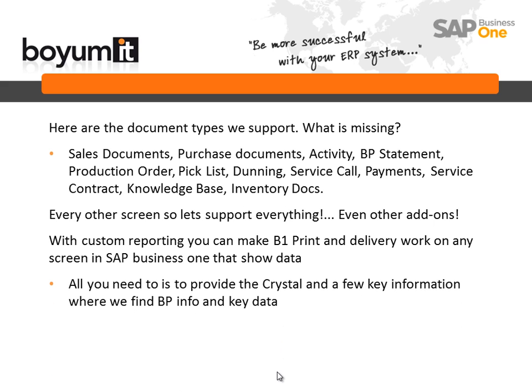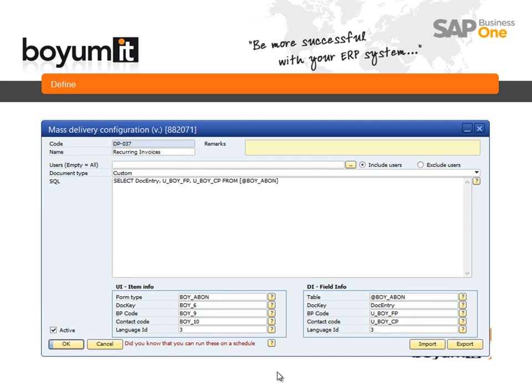It will require that you provide the Crystal, because we can't know what Crystal you want. And you need to provide a few key information so we can find the business partner on the screen or the other key data in the system. So this is how it looks like. It's one of the mass delivery configurations, because you can use it on mass delivery and the scheduler as well.